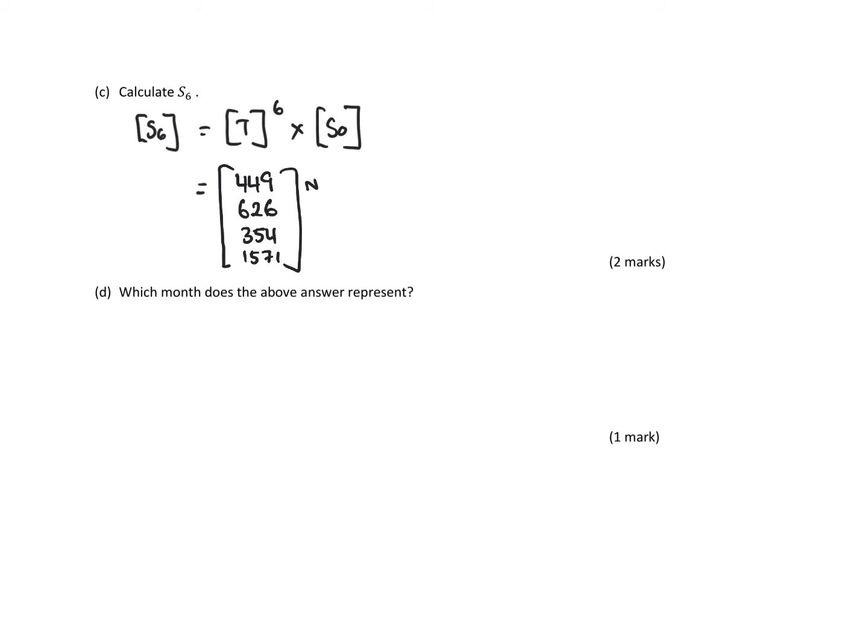And so remember Netflix, Foxtel, iTunes, and torrents. So which month does this answer represent? So if we know S0 was April, then you've got 1, 2, 3, 4, 5, 6. So April, May, June, July, August, September, October. So which month does it represent? You just write October, like that. Okay? Just to be safe, just write it out. It doesn't take long, just do it like that.